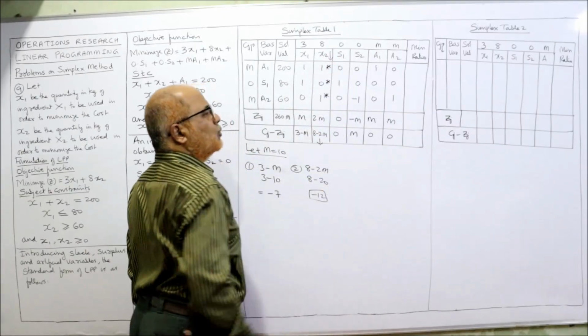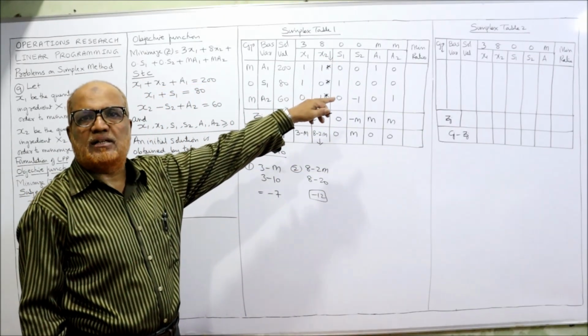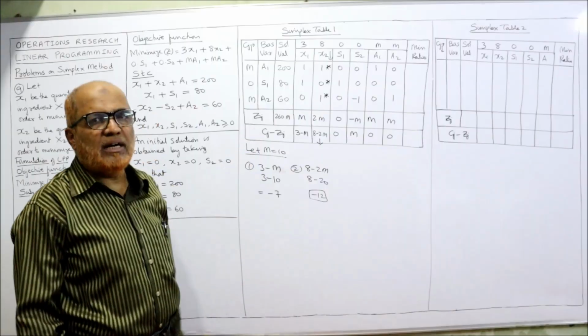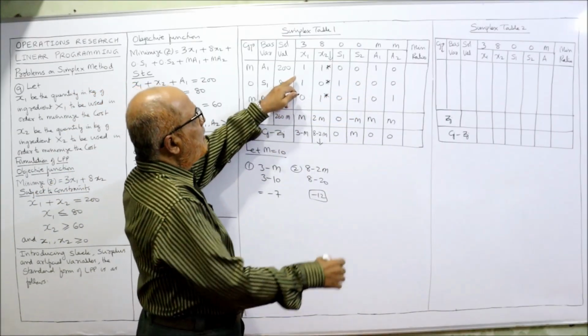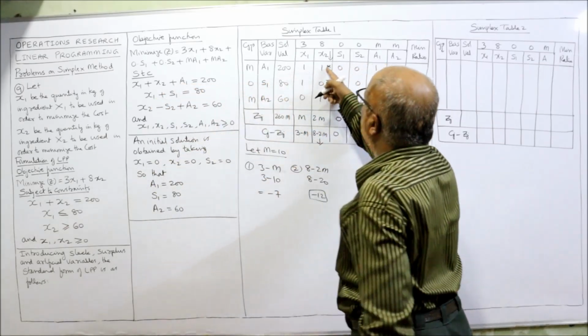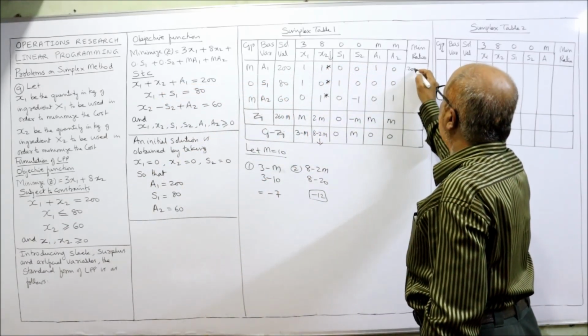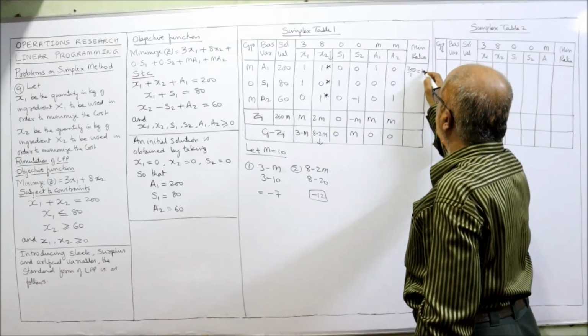Entering variable is x2. x2 will enter in the next table, right? Now which one will depart? It depends on the minimum ratio. Now we calculate the minimum ratio: solution value divided by intersectional element. 200 divided by 1 is equal to 200.